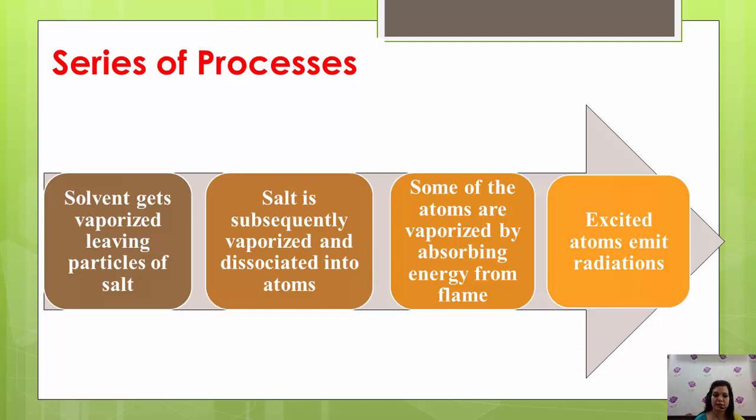The solvent gets vaporized, leaving particles of the salt behind. Then the salt subsequently vaporizes and dissociates into atoms. Some of the atoms absorb thermal energy from the flame and get excited to a higher energy level. For every element, when an electron is excited to a higher energy level, it is in an unstable state. It releases its extra energy in the form of light of different colors. That is the process that takes place.